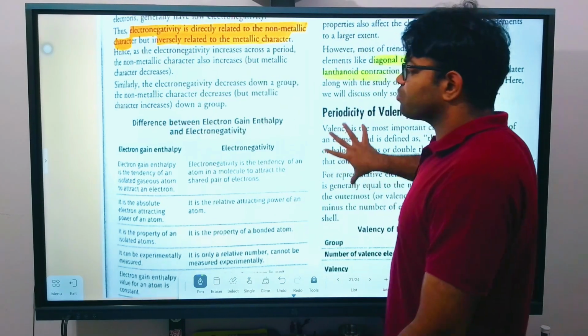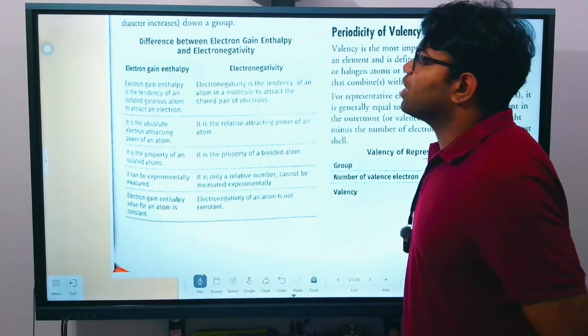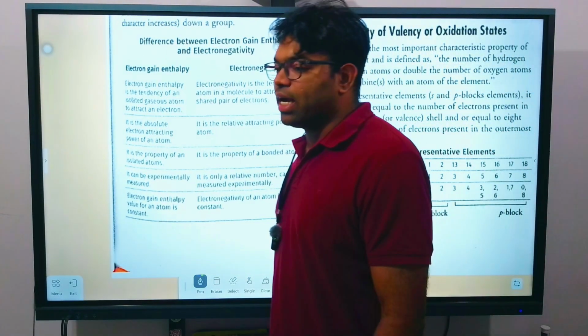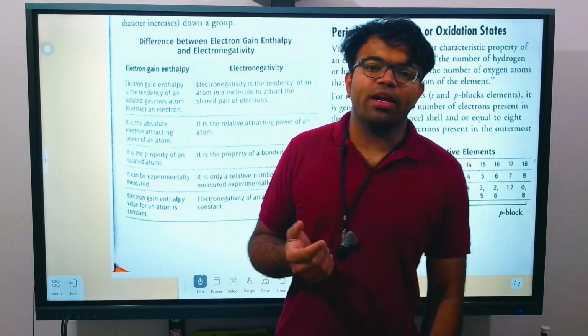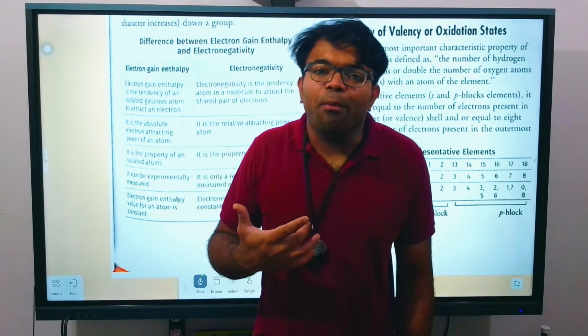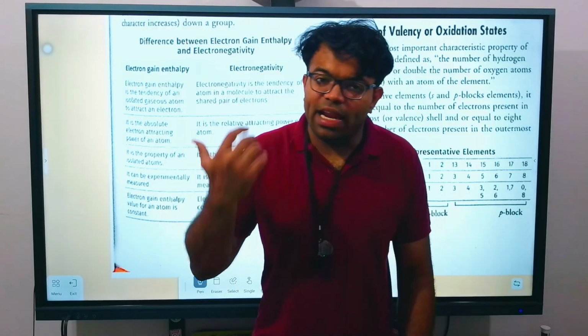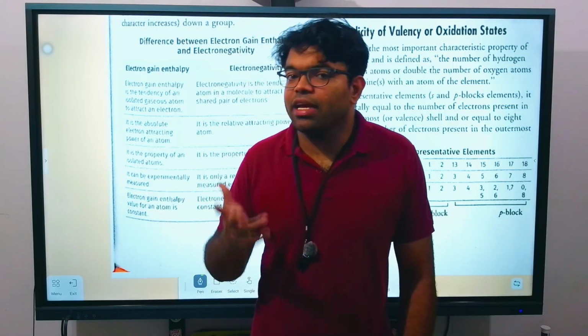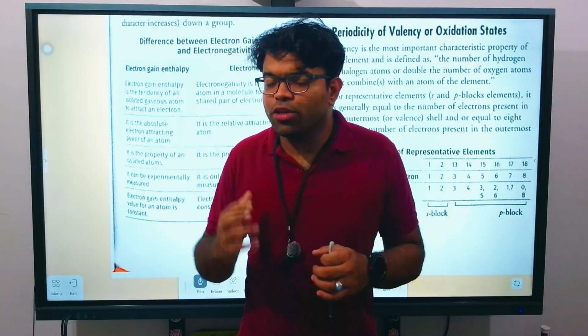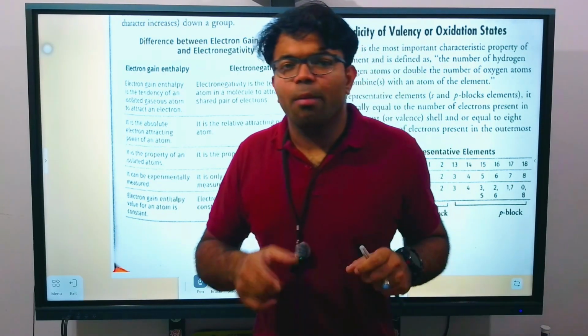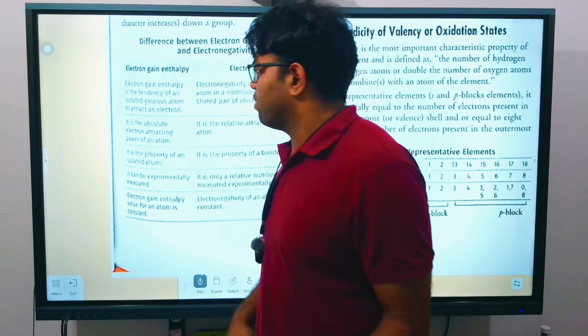Okay, let's move on. Difference between electron gain enthalpy and electronegativity. What is the difference? Why do we want to understand the comparison? Where did the comparison even come from? Both electron gain enthalpy and electronegativity are about attracting an electron towards itself, but they are doing it in two different ways.